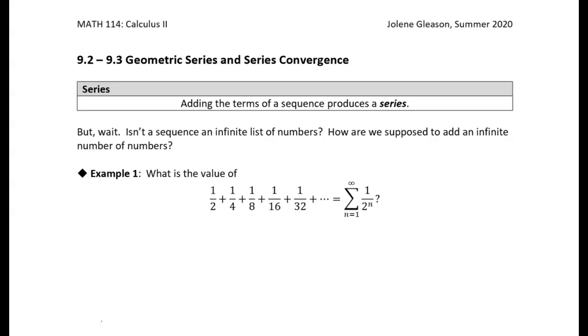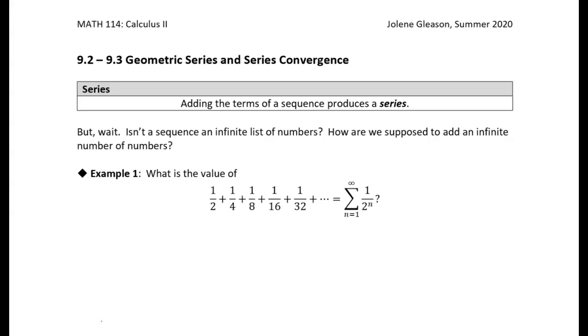So when we add up the terms of a sequence, we get a series. If you remember, a sequence is an infinite list of numbers. That's how we defined a sequence in the last lecture, in the last section. And now we're just adding up all those terms to create a series. But how do we add up an infinite number of numbers? What are we supposed to do to do that?